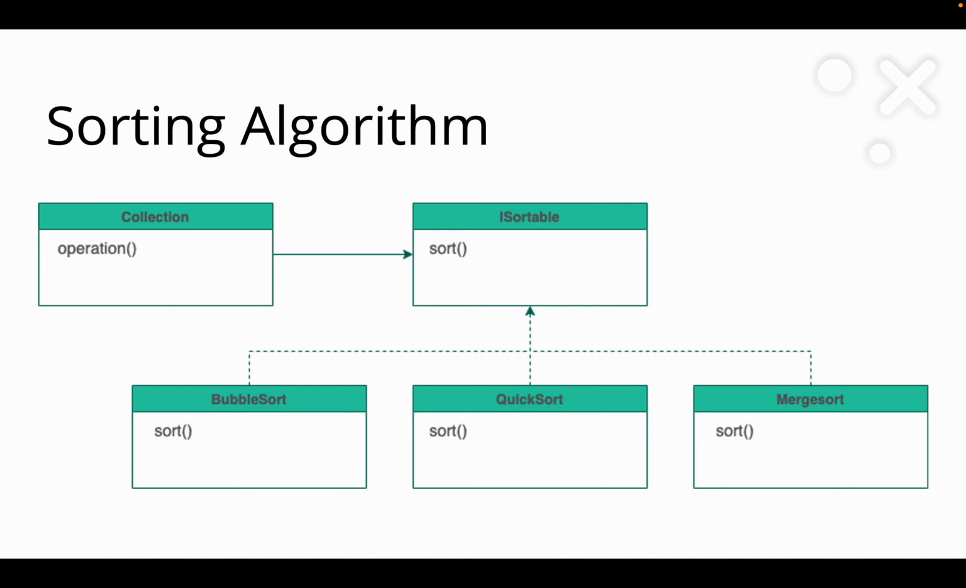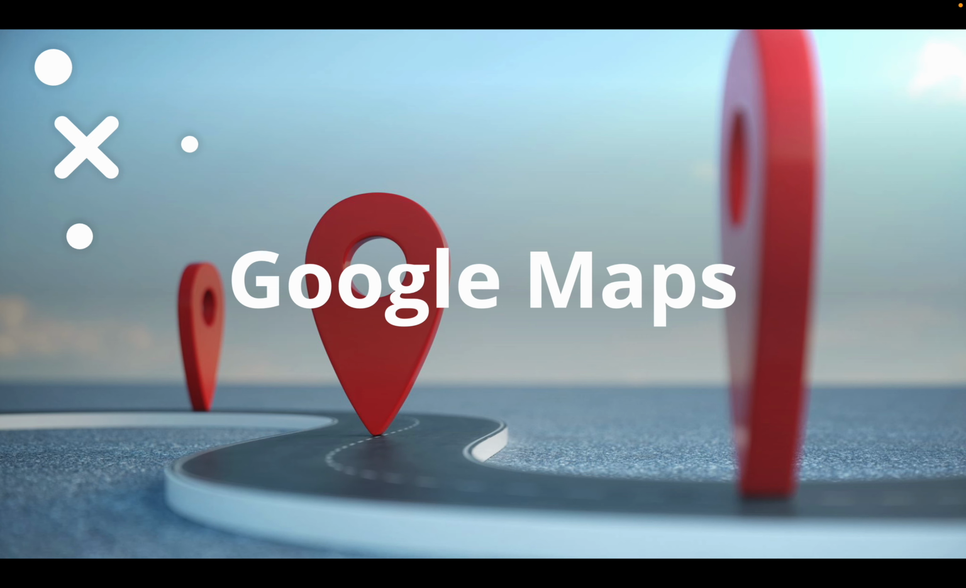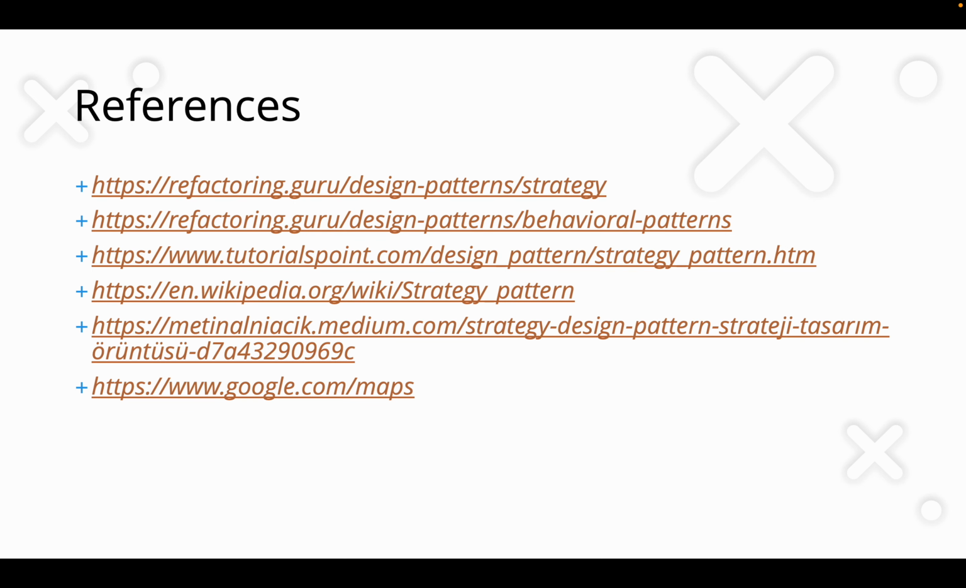It also allows for more flexibility in the sorting system, as different sorting algorithms can be used for different types of data or different performance requirements. So let's go to the Google Maps example.